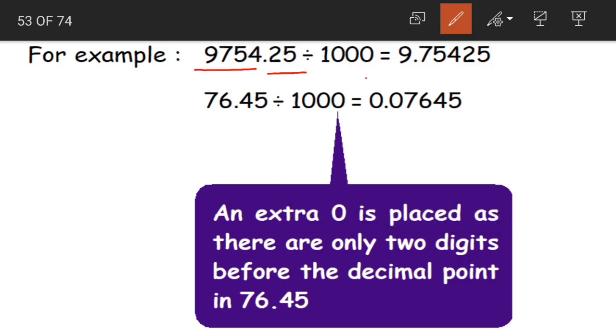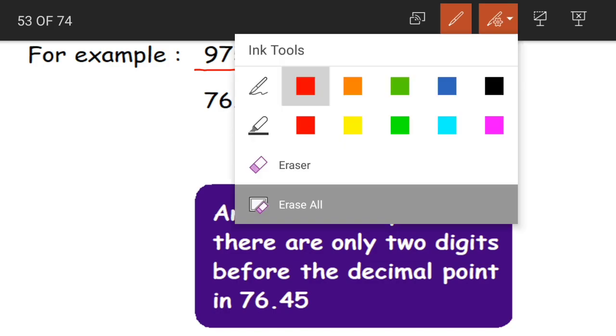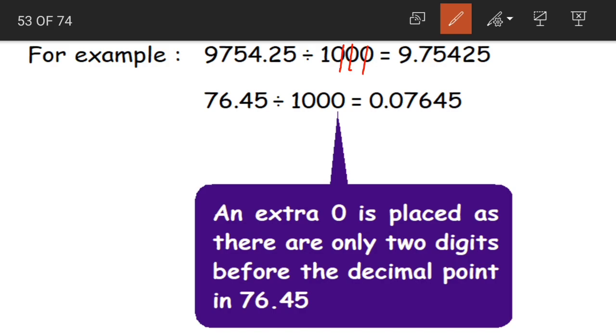9754.25 divided by 1000. Here we are having 1, 2, 3 zeros. So our decimal point will also move 3 places to the left. 1, 2, 3. Here should be our point now. 9.75425 is our quotient when we divide the decimal number by 1000.